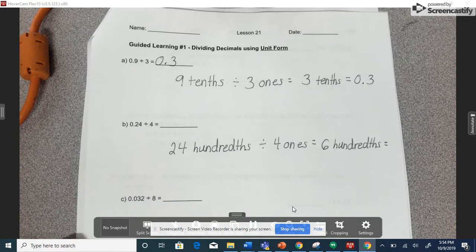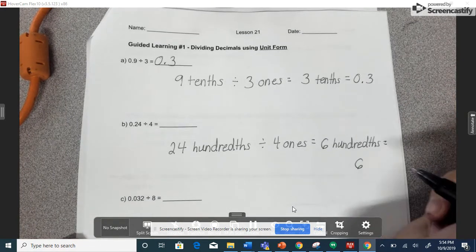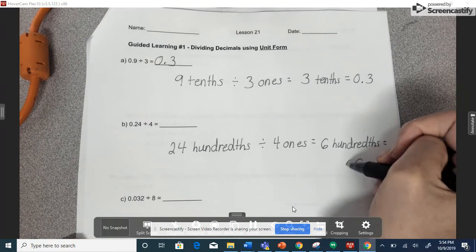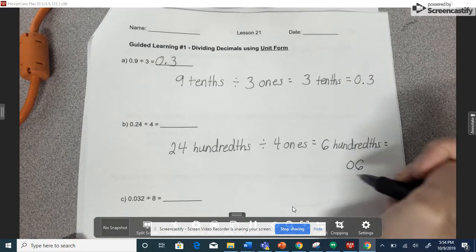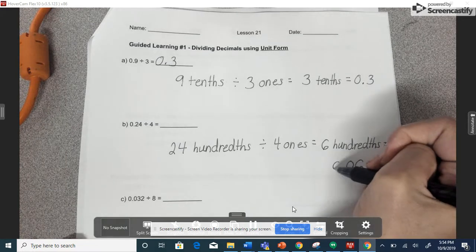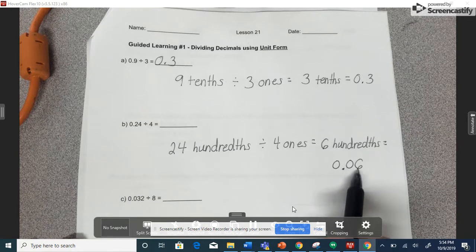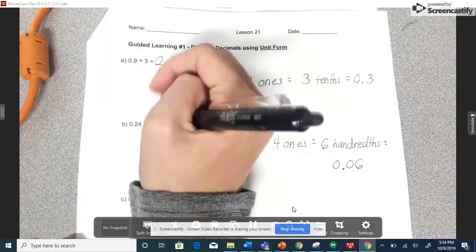To write this in standard form, we're going to put the 6 in the hundredths place. Well, we don't have any tenths right now, so we're going to put a 0 in the tenths place. And the decimal point always goes to the left of the tenths place. We also have 0 ones. 0 and 6/100. I'm going to write that on the line here.